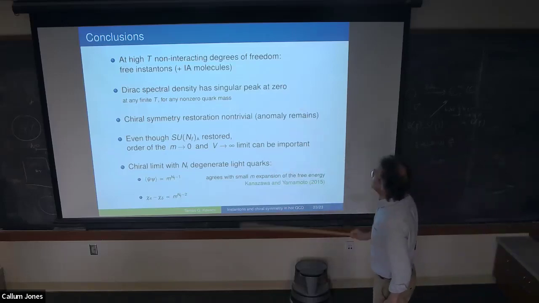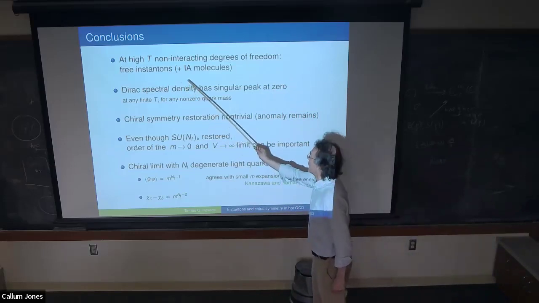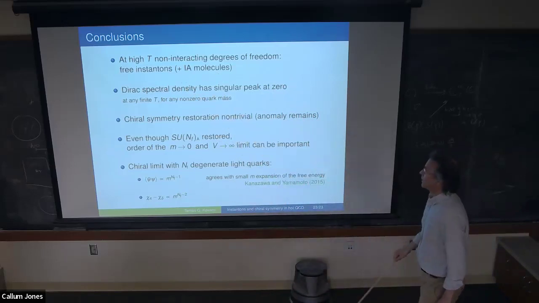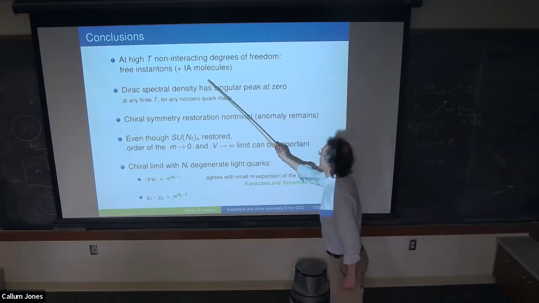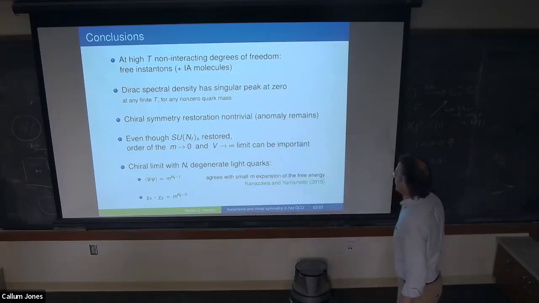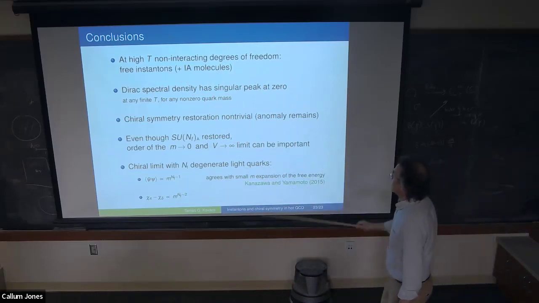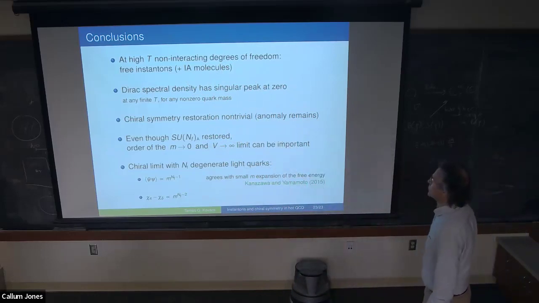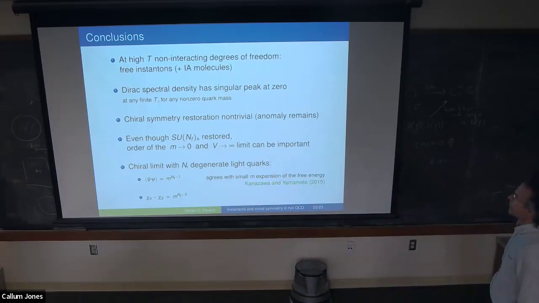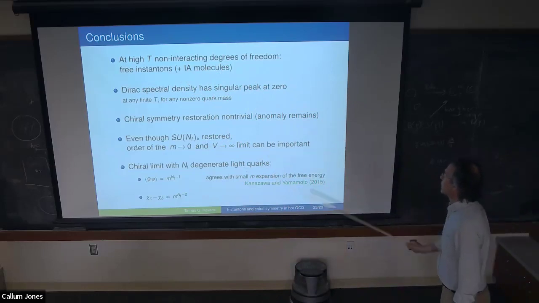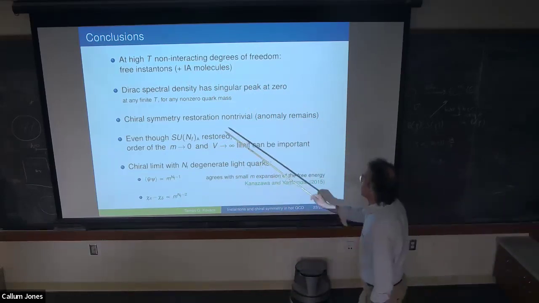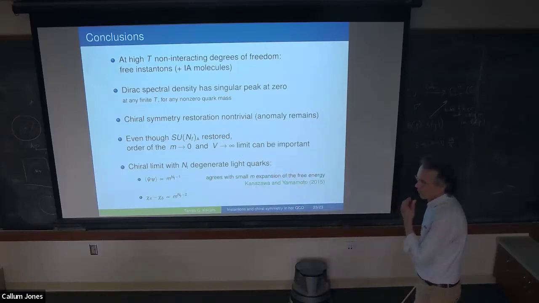So the degrees of freedom are instantons and anti-instantons. There is a small side to the story for instanton, anti-instanton molecules, but they don't influence the interesting quantities in the chiral limit. And the other interesting thing, which I didn't exactly show you, is that the Dirac spectral density has a singular peak at 0 at any finite temperature for any non-zero quark mass.